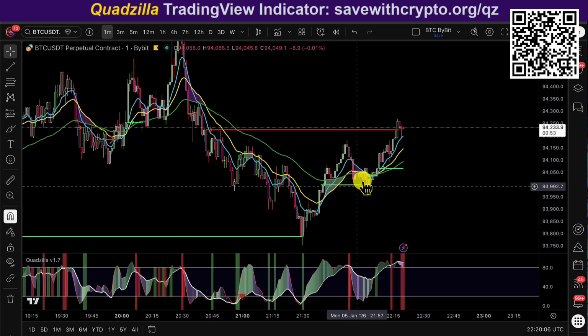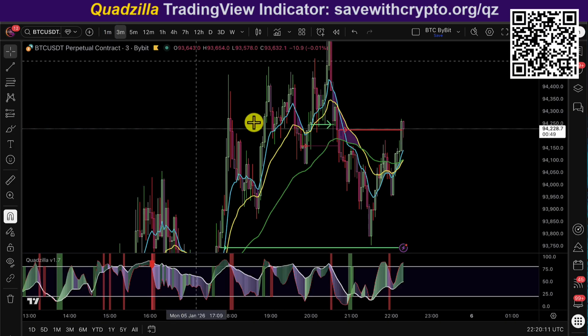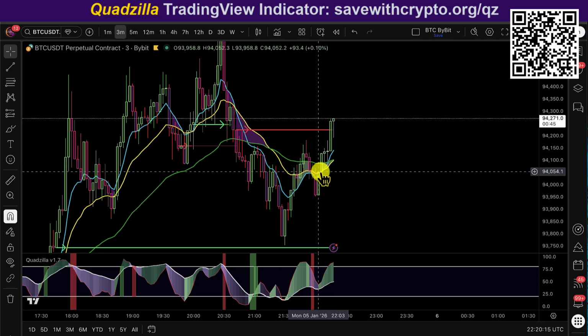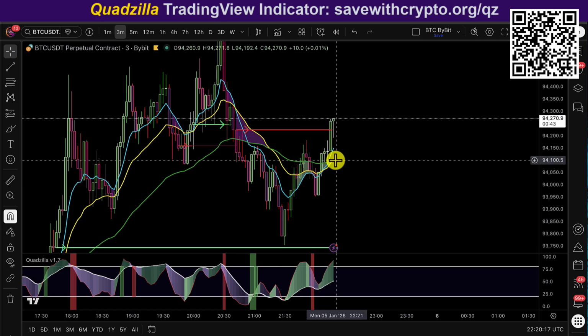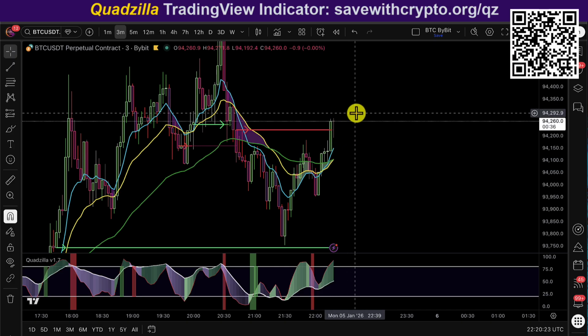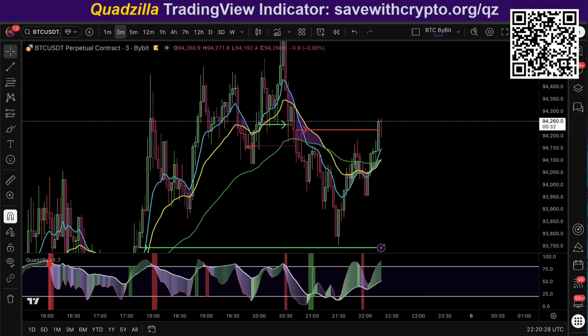However, I did notice that if we go up a little bit in the time frame, say to the 3 minute, we've almost got a bullish cross of this yellow 21 EMA and the green 55 EMA. So if they cross over, so the yellow goes above the green, then the price could pump up a little bit more.